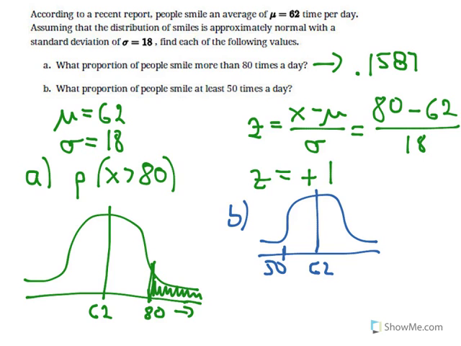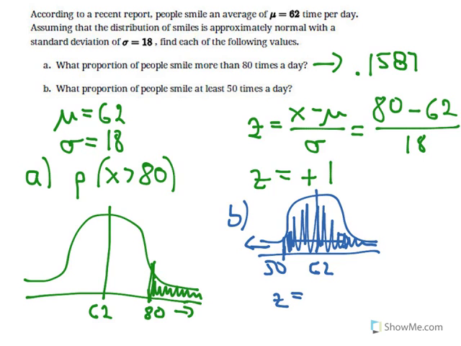If we're looking for the proportion of people that smile at least 50 times a day, it has to be everybody in this area, because those are the people that smile at least 50 times a day. Right? Below here would be anybody that smiles less than 50 times a day. So we're solving for z again.